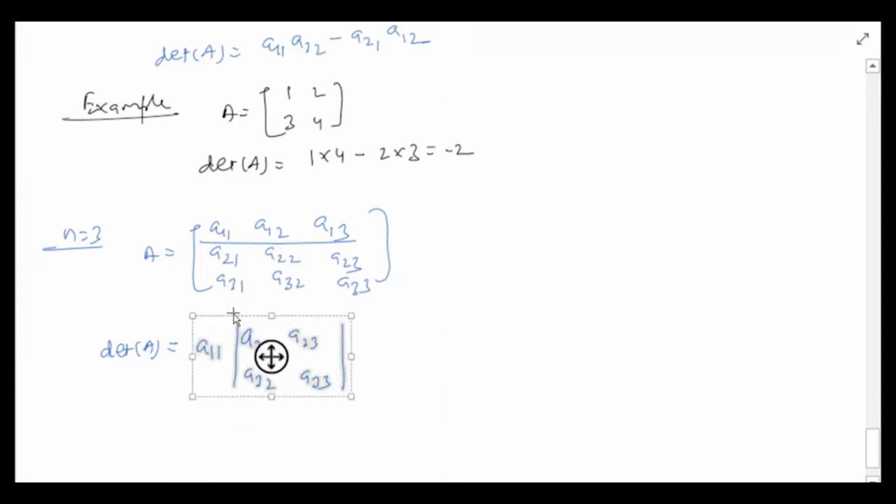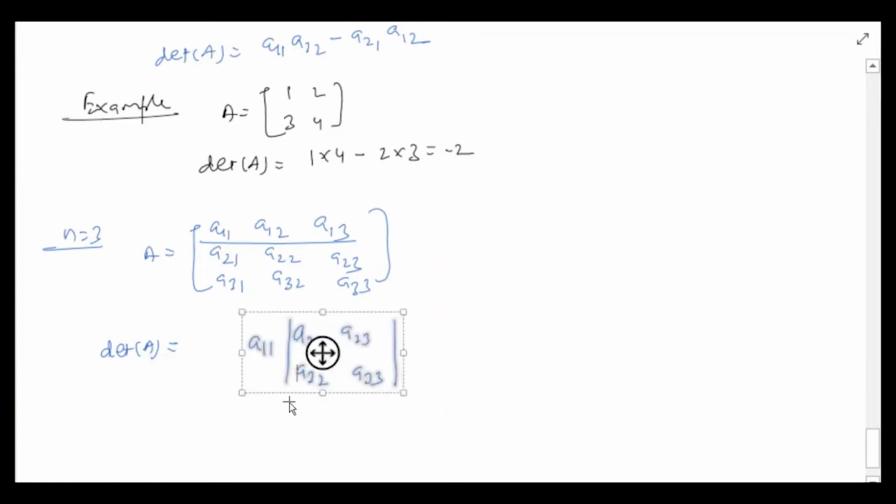One thing that I missed to say is that the whole thing should be multiplied by minus 1 raised to the sum of indices of the element that I started with, that's A11. So I'll put here 1 plus 1. Now I'll move to the next element of the first row, that is A12. So now I'll have minus 1 raised to 1 plus 2.